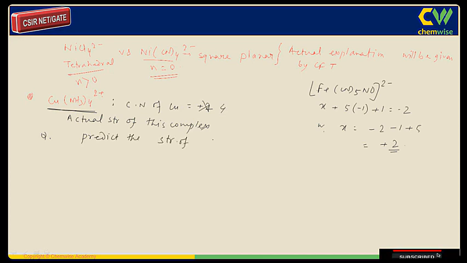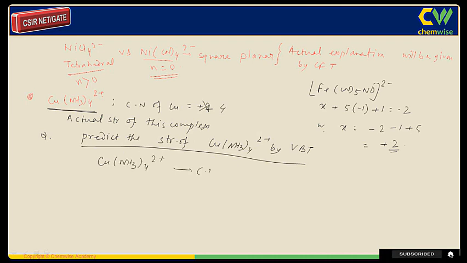Structure of [Cu(NH3)4]2+ by VBT. This is the question. The GPT asked us to define a structure. Now we see that [Cu(NH3)4]2+ has coordination number equal to 4.